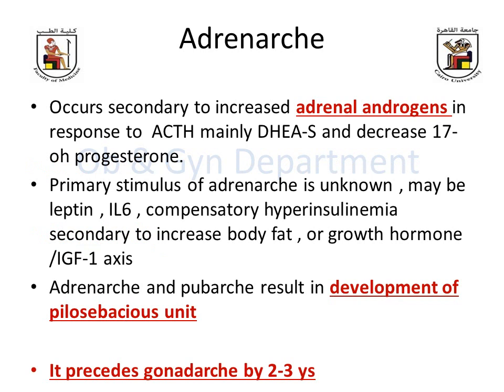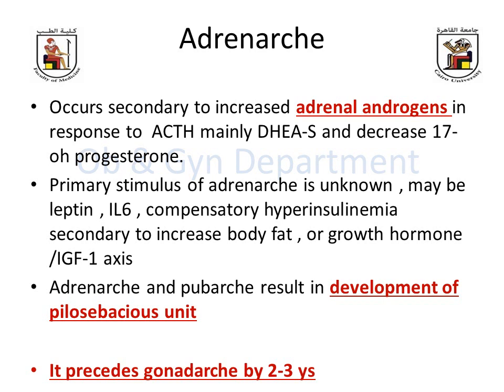What is adrenarche? Adrenarche occurs secondary to increased adrenal androgen. So the source of the hormone responsible for regulating this step of puberty is adrenal androgen, produced in response to adrenocorticotrophic hormone from the anterior pituitary, which is regulated by corticotrophin releasing hormone from the hypothalamus. And it was found that for these adrenal androgens to be produced properly, there should be a decrease in 17-hydroxyprogesterone. It should be decreased, should not increase.